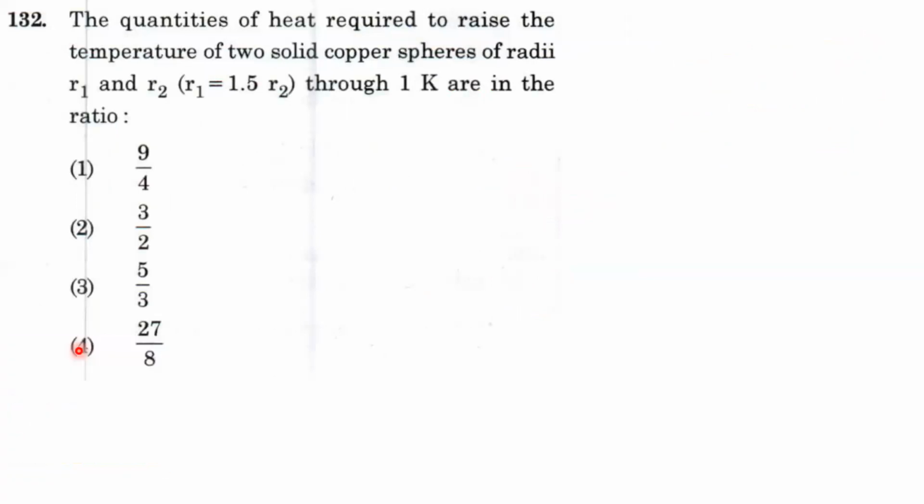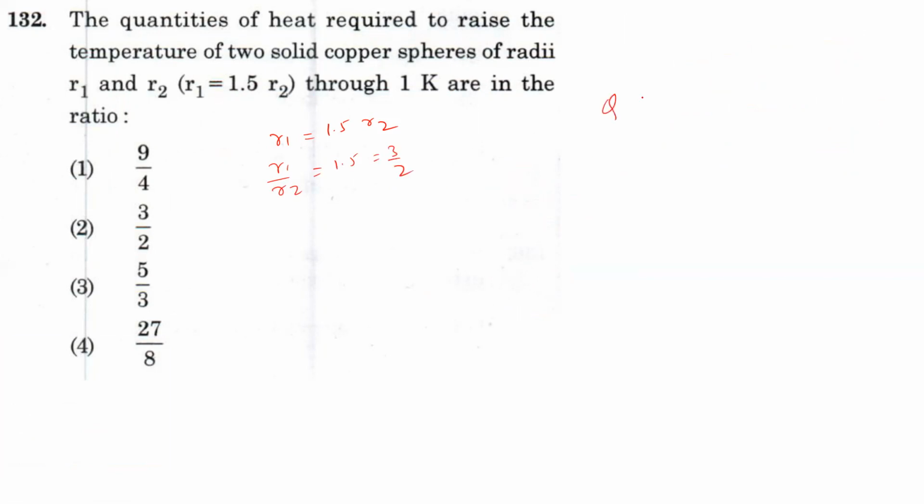132nd question. The quantities of heat required to raise the temperature of two solid copper spheres of radii R1 and R2 through 1 Kelvin are in the ratio? Listen here. Here R1 is equal to 1.5 into R2. That means R1 by R2 is equal to 1.5, that is equal to 3 by 2.